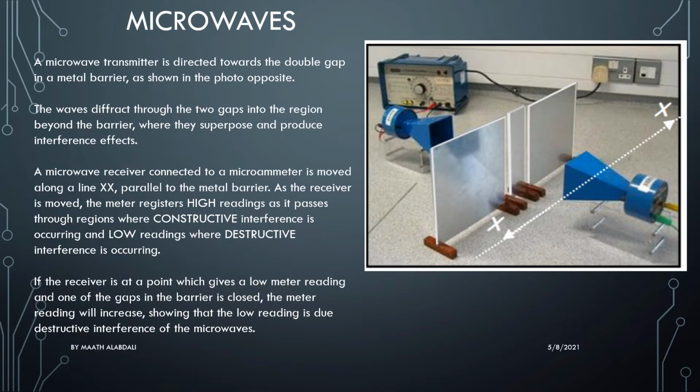And if the receiver is at a point which gives a low meter reading and one of the gaps in the barrier is closed, the meter reading will increase, showing that the low reading is due to destructive interference of the microwaves. So yeah, that's basically this.